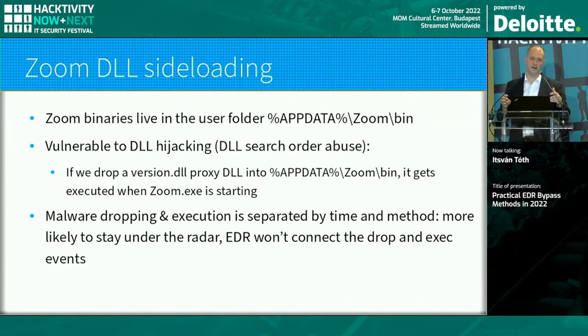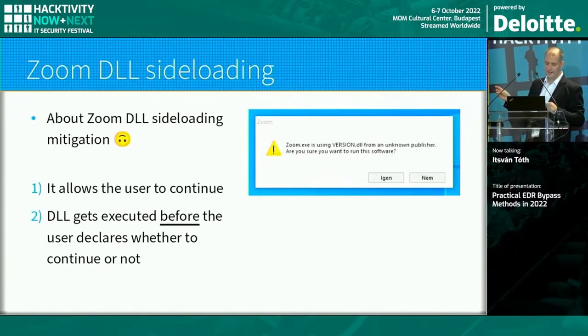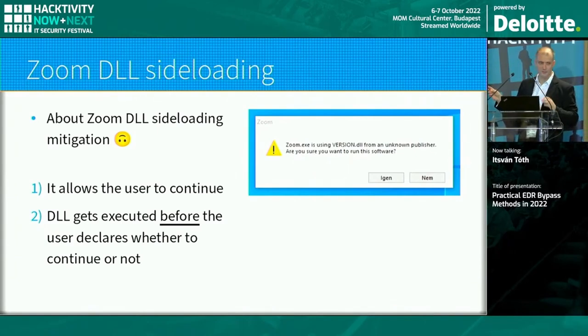So, for example, if the EDR score threshold is, let it be, 100, maybe the malware dropping is 80, and execution is also 80, it is not added, and it will not trigger the alert. If the malware did the two things on its own, then it will trigger. So this is a dangerous one. There is a protection against DLL side loading in Zoom. Here is a pop-up window: Zoom.exe is using version DLL from an unknown publisher. Are you sure you want to continue or want to run this software?